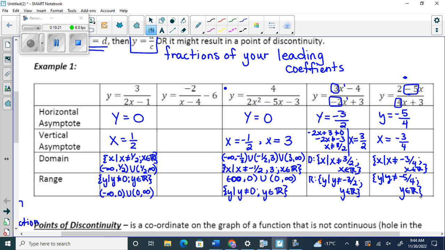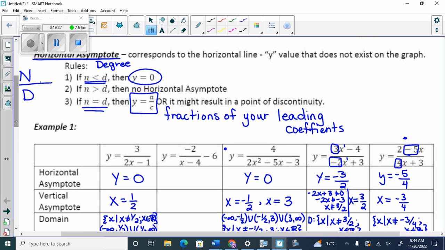Okay, so we dealt with the rules: if the numerator is smaller, the horizontal asymptote is always y equals 0. If the numerator is equal to the denominator, it's a fraction of leading coefficients. We agree? What happens if the numerator is greater than the denominator? You don't have any horizontal asymptotes, because you have slant asymptotes possibly, which we do not have in 30-1. They only come up in calculus, so that's not an option. So the only other option, if your numerator is greater than your denominator, is a point of discontinuity. And let's see why.